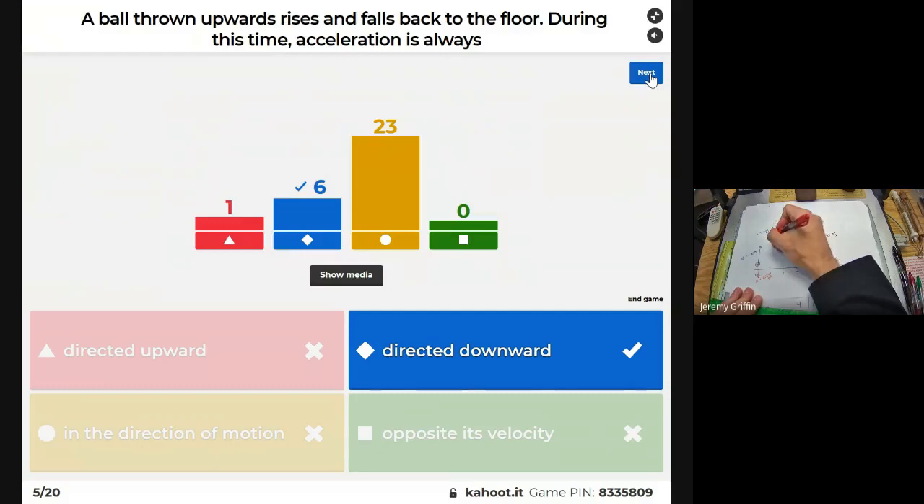Okay. How about after it's been going up for a second? How much is it accelerating downward? Is it still 10 meters per second squared? Yeah. How about a second after that? Yeah, good observation. Unless we're on an alien planet.